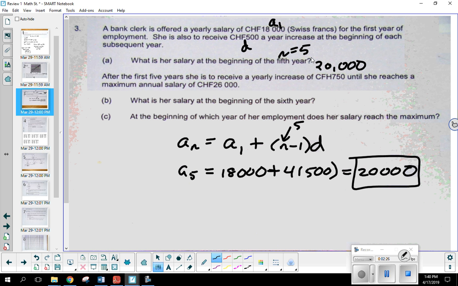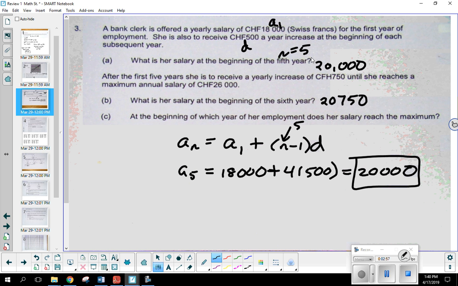All right, good. Now the second part here says after the first 5 years, she's to receive a yearly increase of 750 francs until she reaches a maximum annual salary of 26,000. What's her salary at the beginning of the 6th year? Well, this was the beginning of the 5th, so the 6th would be 20,750, correct? Okay.